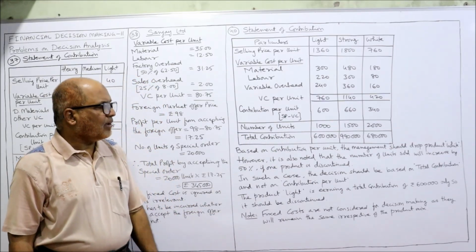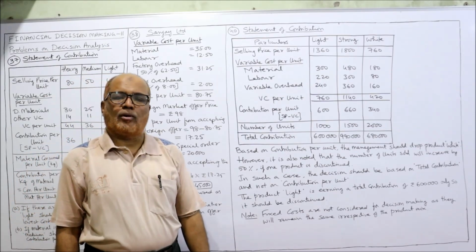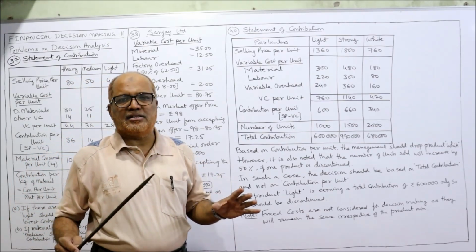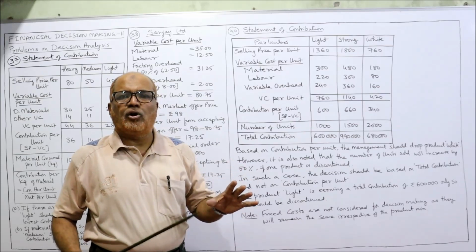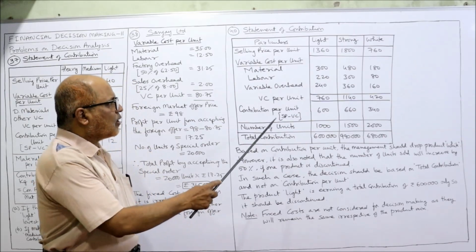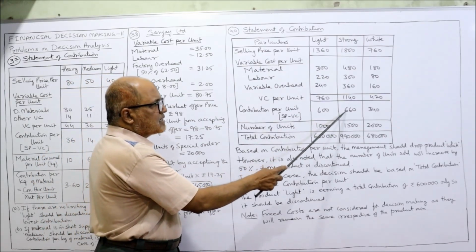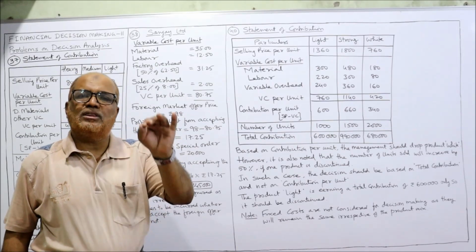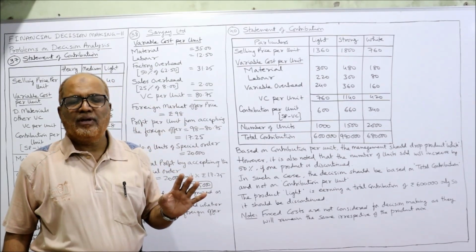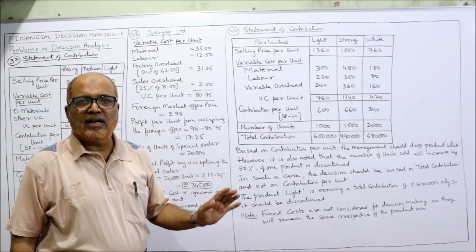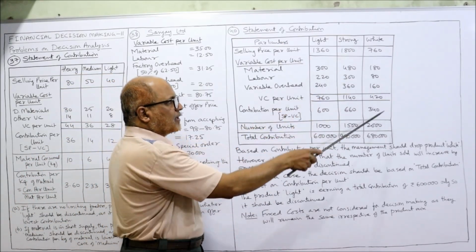Now we have to give the decision on which product should be dropped. If the other products cannot be increased, then the product whose contribution per unit is less will be dropped. Here the contribution per unit is 600, 660, 340. So 340 is the lowest contribution, and that product can be dropped. If there is no increase in other products, we can drop the white product.